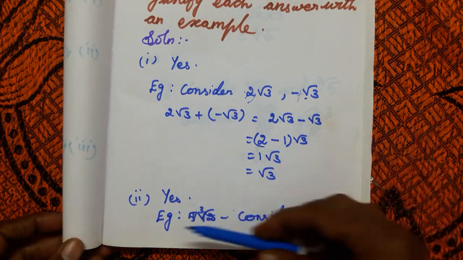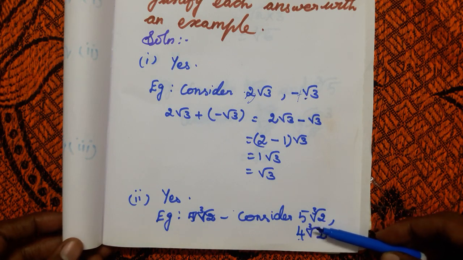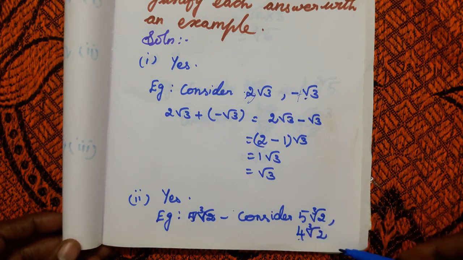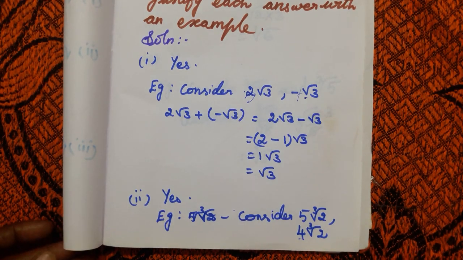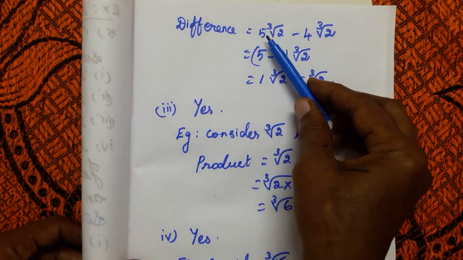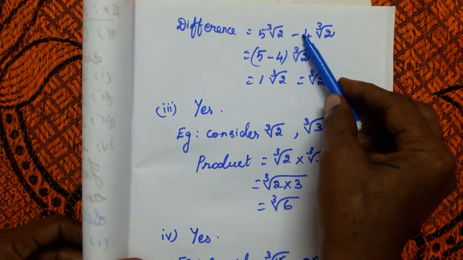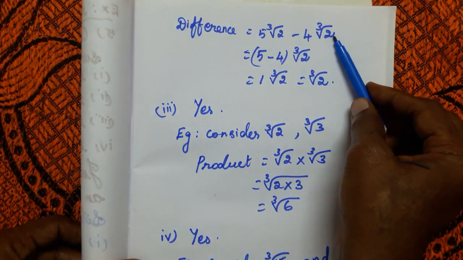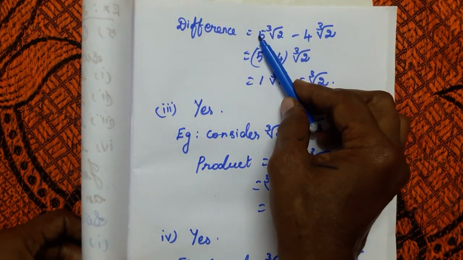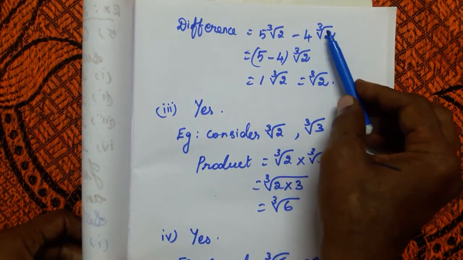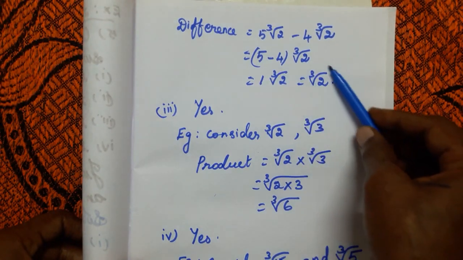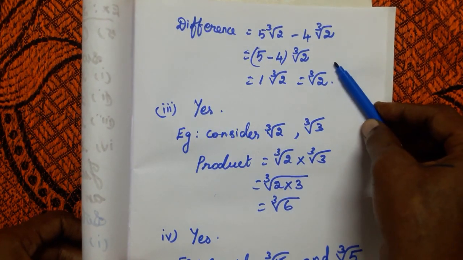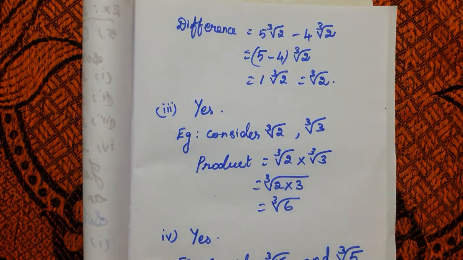Example, consider 5 into cube root of 2, and 4 cube root of 2. When we find the difference, what do we get? Difference is equal to 5 into cube root of 2 minus 4 into cube root of 2, which is equal to 5 minus 4 into cube root of 2, which is equal to 1 into cube root of 2. It is a pure surd. We can give another example also.